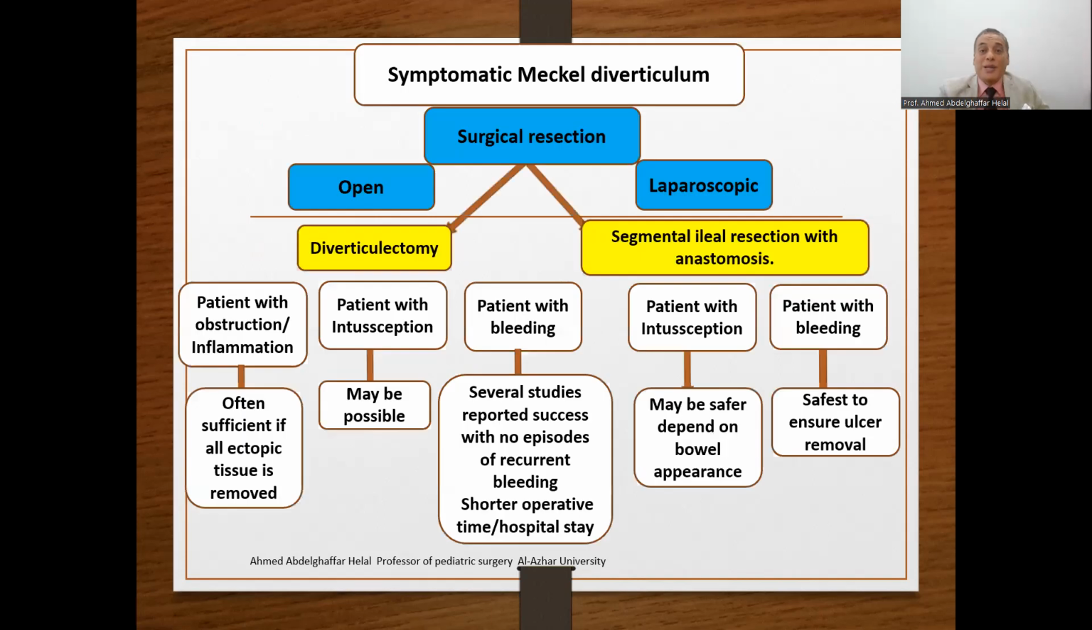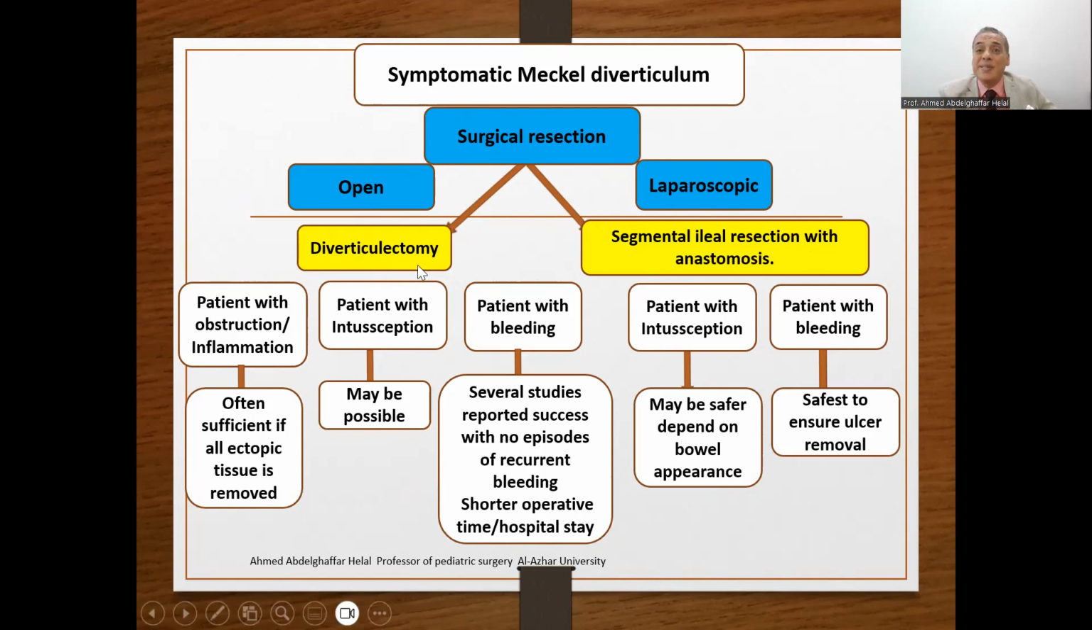Yes, to summarize and put the information at a glance: symptomatic Meckel diverticulum, this is number one. Symptomatic means presenting with bleeding, perforation, obstruction, or Meckel diverticulitis. There is no debate. The definitive treatment is surgical resection, whether open or laparoscopic. We can remove only the diverticulum, diverticulectomy, or we can perform segmental ileal resection with anastomosis.